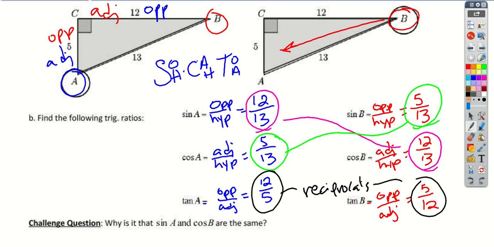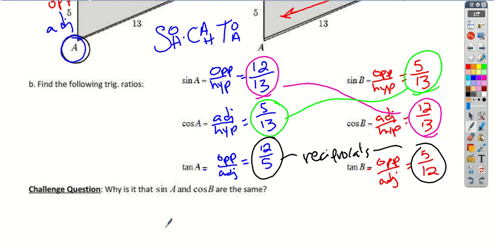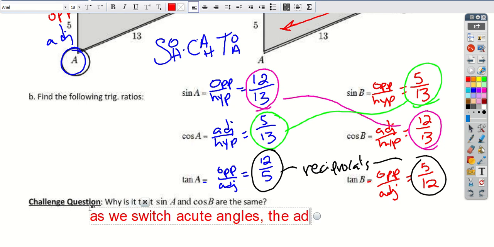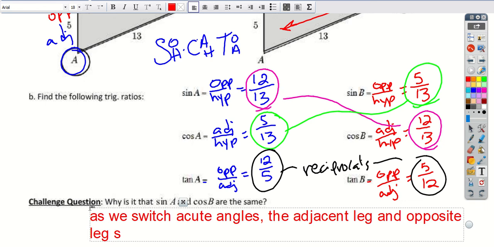And so we get these two complementary angles here. They have the sine of A equal to the cosine of B. So why is it that they're the same? And we would just say, as we switch complementary acute angles, the adjacent leg and opposite leg switch.